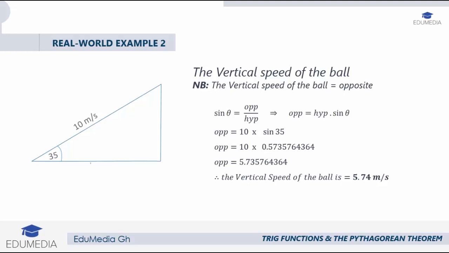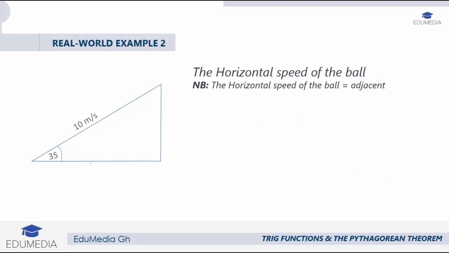All right, so now the next question is to look for the horizontal speed of the ball. Okay, so the horizontal speed of the ball, that is the adjacent side, that is the line on which the angle is resting. So the horizontal speed is the adjacent side that we're looking for. And we also know that using the cos theta function, we will be able to derive the formula for finding our adjacent. So when we do the change of subject for that as well, we have our adjacent equals hypotenuse times cos theta.